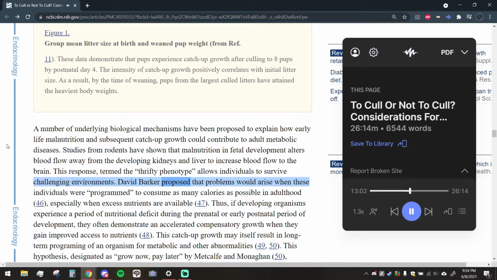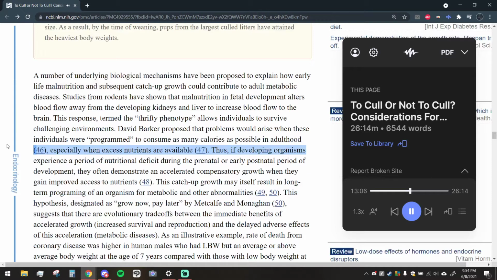David Barker proposed that problems would arise when these individuals were programmed to consume as many calories as possible in adulthood, especially when excess nutrients are available. Thus, if developing organisms experience a period of nutritional deficit during the prenatal or early postnatal period of development, they often demonstrate an accelerated compensatory growth when they gain improved access to nutrients. This catch-up growth may itself result in long-term programming of an organism for metabolic and other abnormalities.